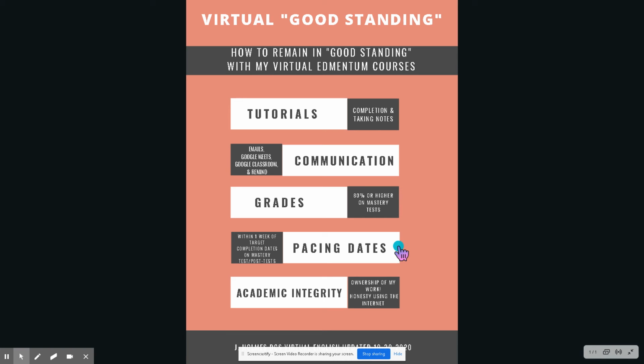Also, pacing dates. All right, so in your Edmentum, we have all seen where those pacing dates are, okay? So within 1 week of target completion dates on our mastery test and our post test, that means if something is due today, say October 21st, in 1 week's time, I'm going to make sure that I'm staying within those dates, and I'm not having work where it's supposed to be completed. We want to stay ahead. We do not want to get behind.